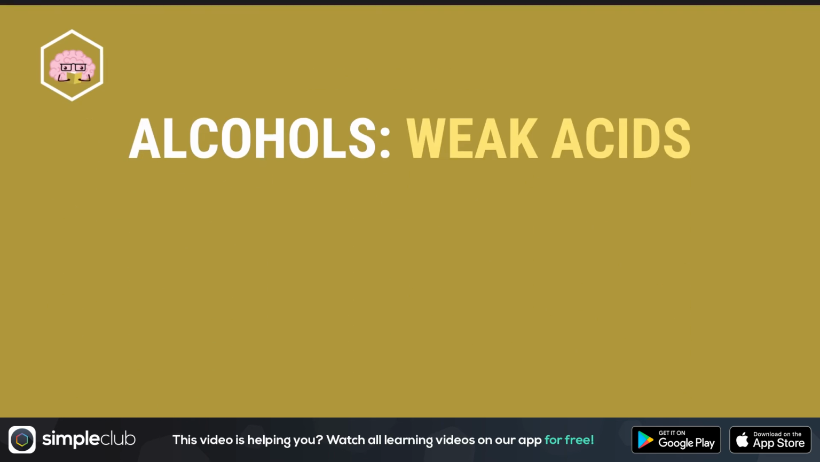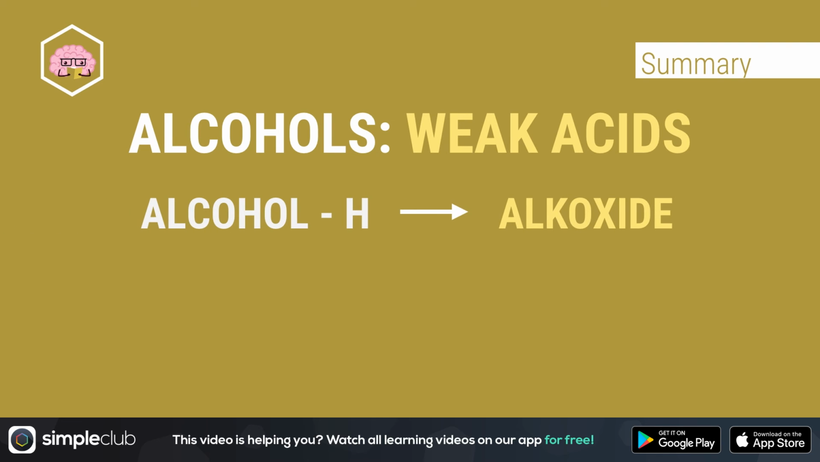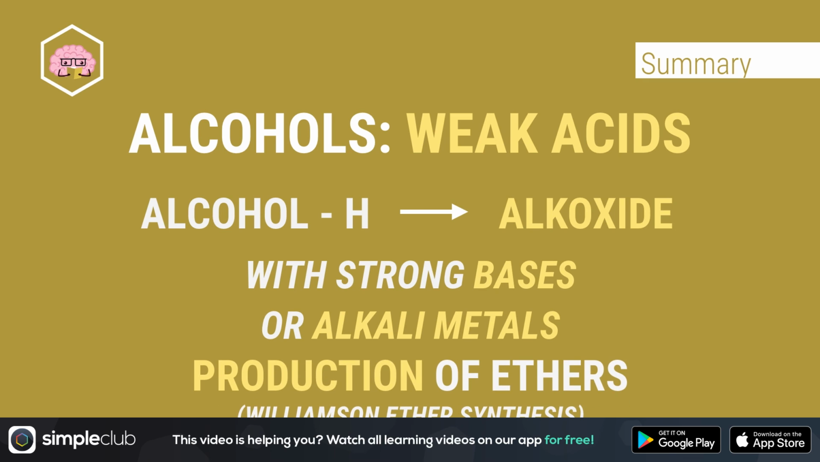Okay, here's everything on one slide. Alcohols are weak acids. They get protonated to become alkoxides. This is done by reacting them with either strong bases or alkali metals. Alkoxides are used to produce ethers.